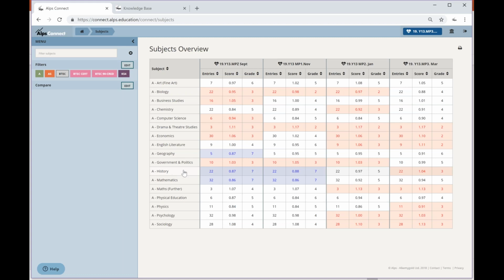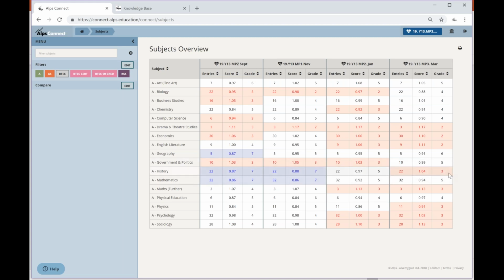Now, the history department, they start off the year on a grade 7, which is worrying. You're going to start getting a little bit nervous about that and say, okay, what are you doing, history department? How are you going to improve? Then they bump to 7, 5, 3. So by the time you hit March, the history department are looking a lot stronger.